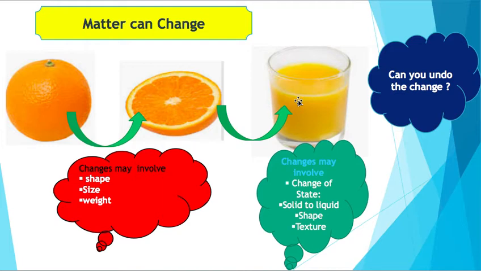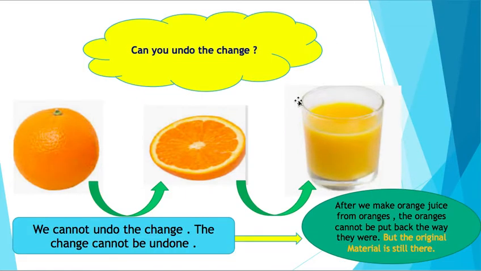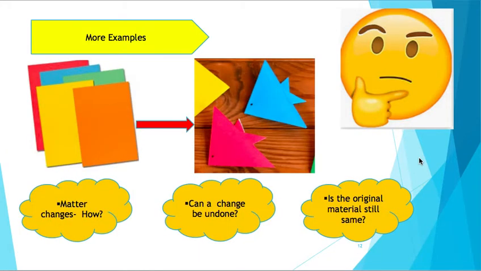And also, by changing it, I have changed the state, I have changed the shape, and I have changed the texture. How does it feel like? Now, as we said here, after we make orange juice from oranges, the oranges cannot be put back the way they were, but the original material is still the same. It's still orange. Now let's look at the origami.